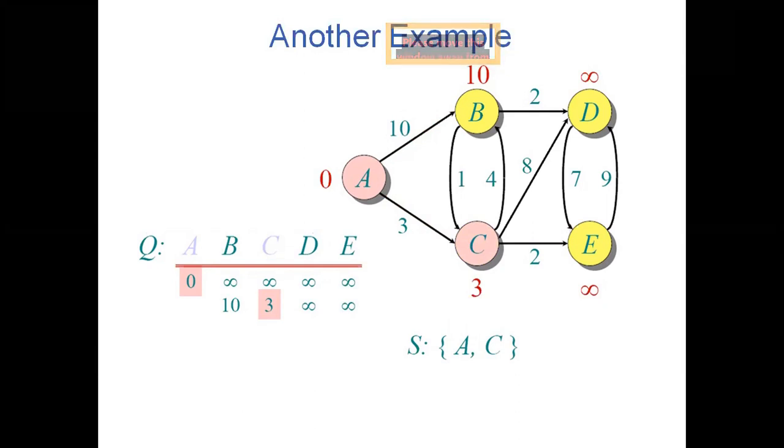Out of the edges A to B and A to C, the minimum cost edge is 3, since C is at a minimum distance compared with B. So you can select A to C. Next one is C. You can select 3. Select the vertex C. From C, you can update the remaining vertices.